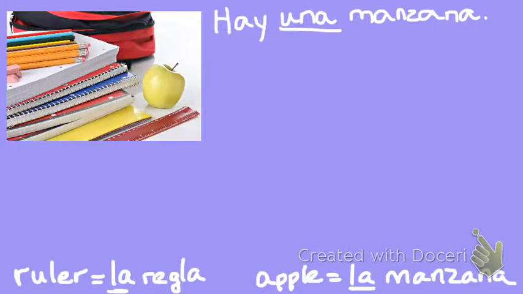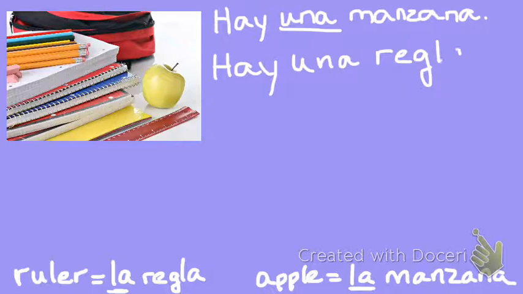So what do you think it would be if I wanted to say there is a ruler? You're going to start with hay, right? And then what would you have next? Would you have un or una? Well, if ruler is feminine, you should have una. And then you're going to say ruler, regla. Punto.